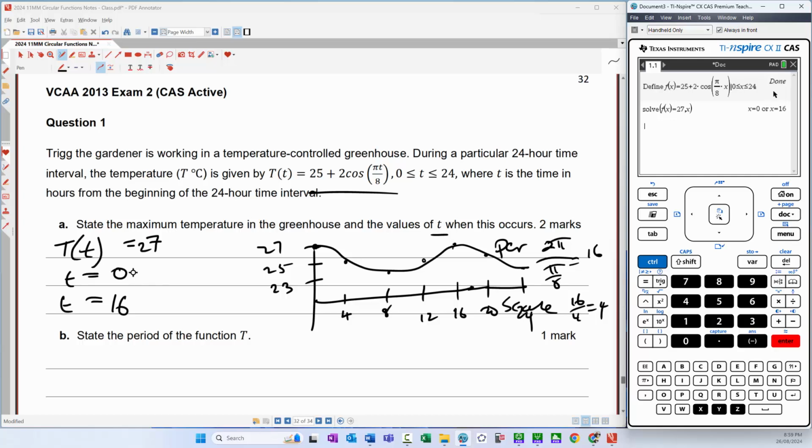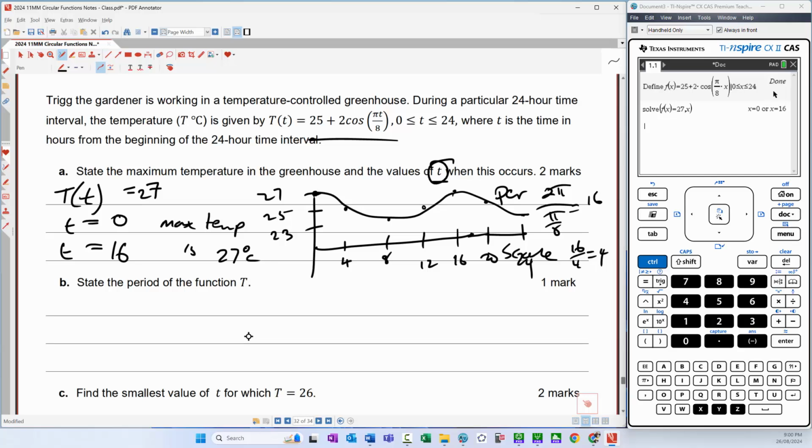So the times where it occurs is 0 and 16, or the values of t where it occurs. And we're going to say max temp is 27 degrees Celsius. Okay, the period of the function, we already calculated that. It's 16. 1 mark. Answer only.